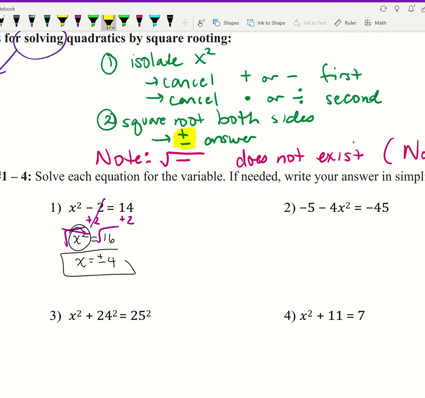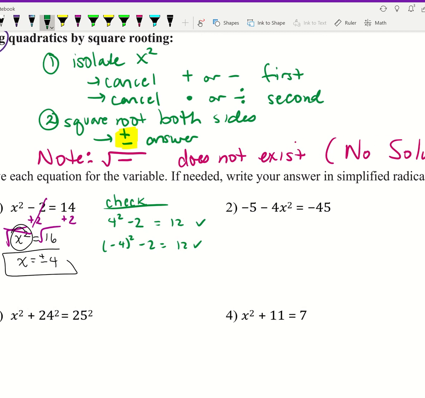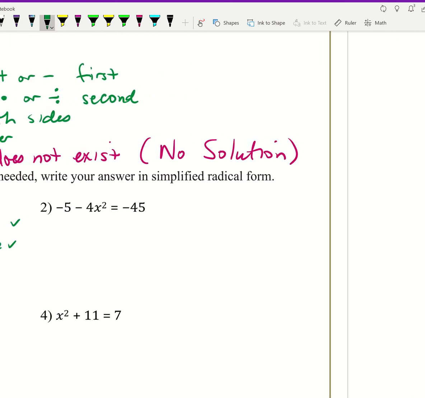Just to convince you, in case I haven't, this check would be optional, but if I put in a +4, I'd get 16 minus 2, which indeed equals 14. And if I put in a -4 to the beginning of the equation, -4 squared is 16, minus 2 is still 14. So it works with both answers. Now that check's not required, but if you're feeling anxious about whether or not your answers work, that's how you can do that. Number 2.